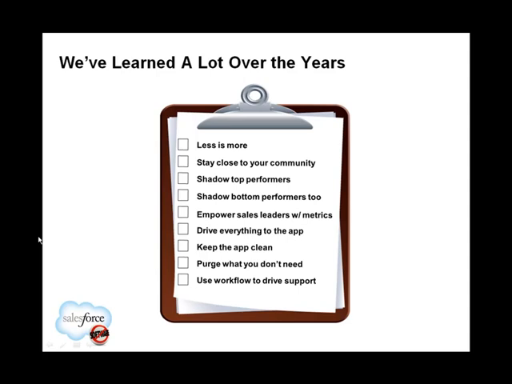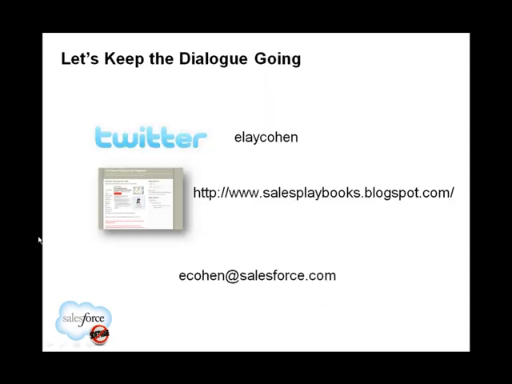There's something that doesn't happen at Salesforce that happens at a lot of other companies: we're not emailing Excel spreadsheets around with lists of reports. Everything is in the app. That's a top-down, bottoms-up, disciplined approach to the way we manage the business, and we drive everything in the app. Keep the app clean, purge what you don't need, and use workflow, like the example I gave you of the competitive alerts. These are just some of the best practices that we've learned over time.